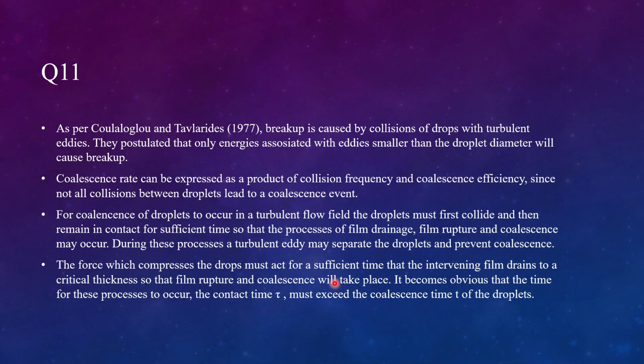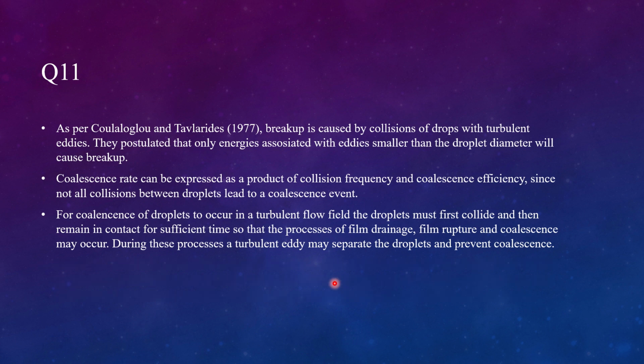Now, the contact time between the bubbles must exceed the coalescence time of the droplets. So we have the coalescence time t, and the contact time must be more than that coalescence time. For example, if the coalescence time for the droplet is 5 seconds, the bubbles must remain in contact for at least 6 seconds. Only then would the coalescence between the bubbles occur. So this is given by exponential of minus t by tau.